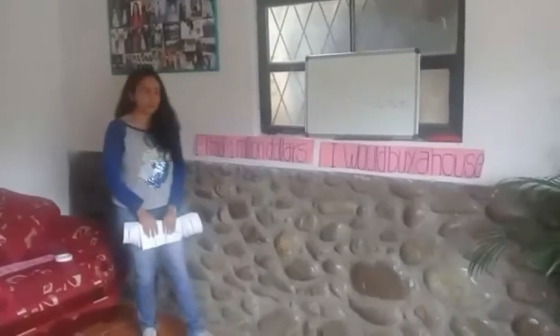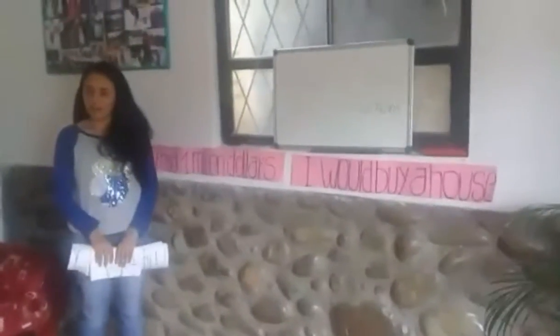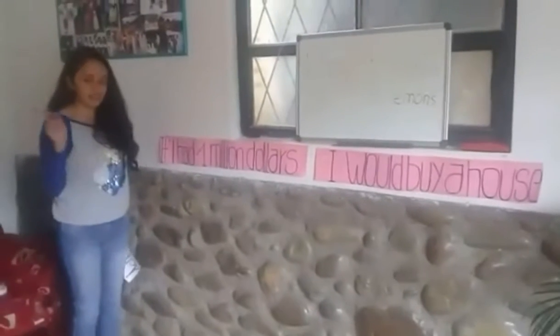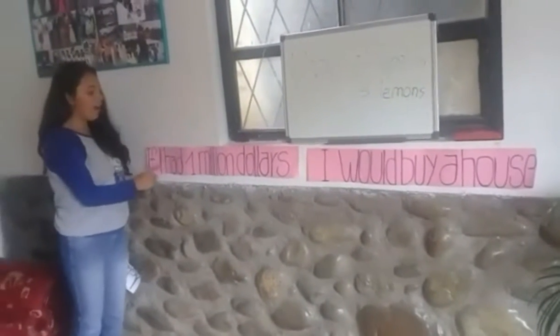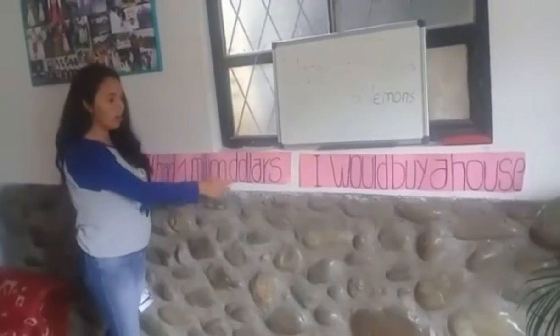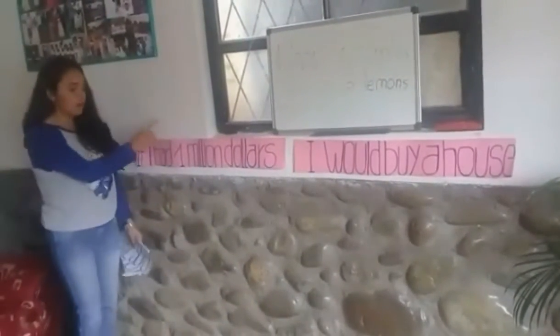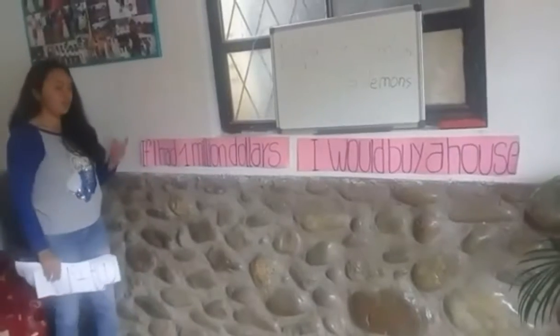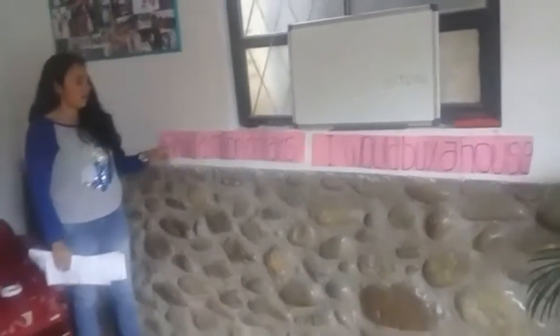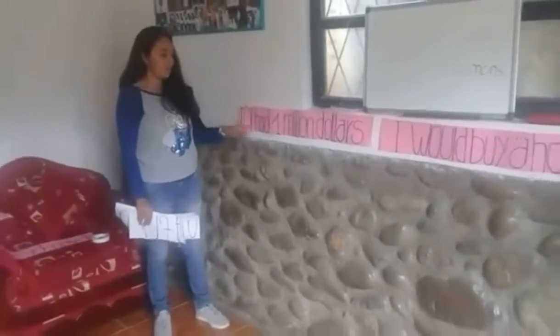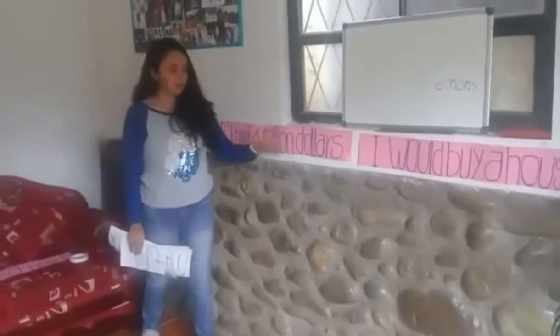Okay, now students, you have to repeat after me, okay? So first, listen to me. If I had $1 million, I would buy a house, okay? Now you're going to repeat just this part. If I had $1 million. Again, please. If I had $1 million.